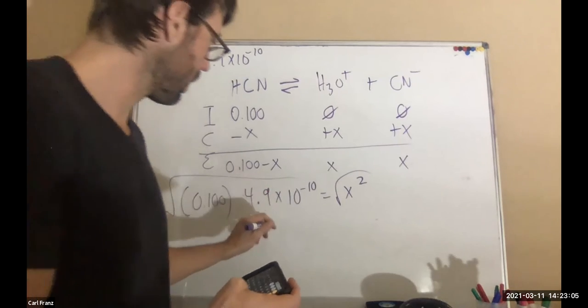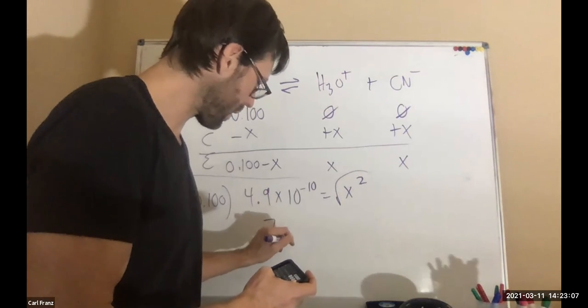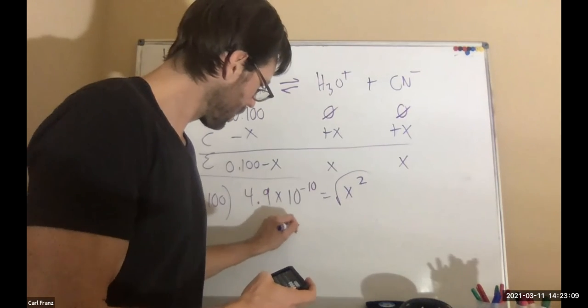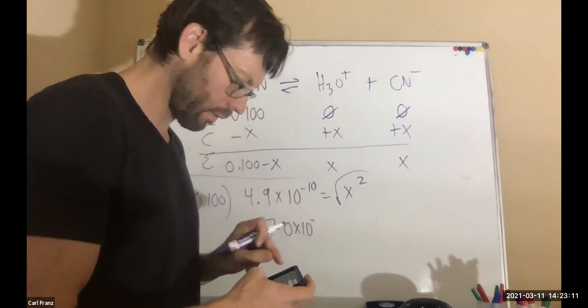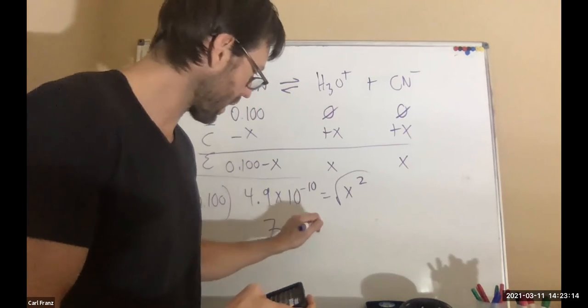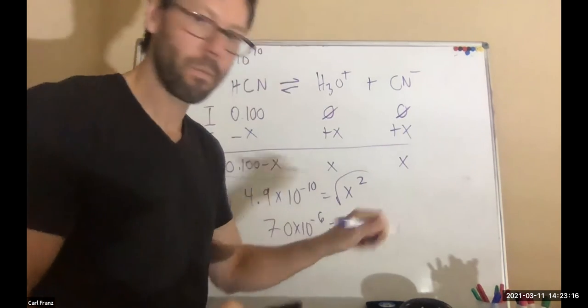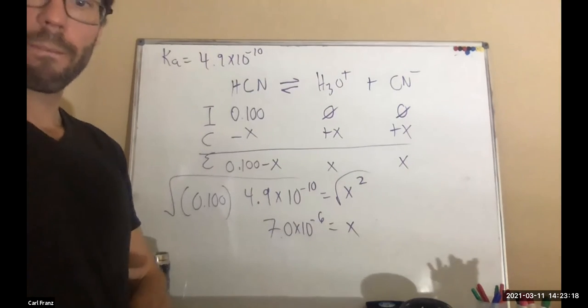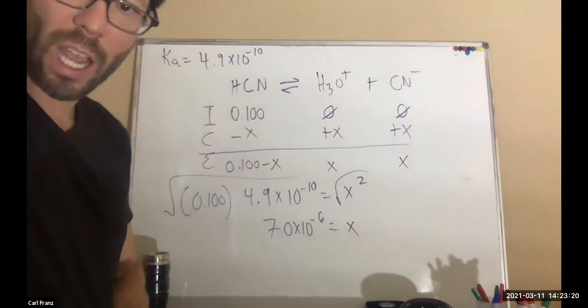I'm getting 7 times 10 to the negative 6 equals x. Okay. Same on the chat. Awesome.